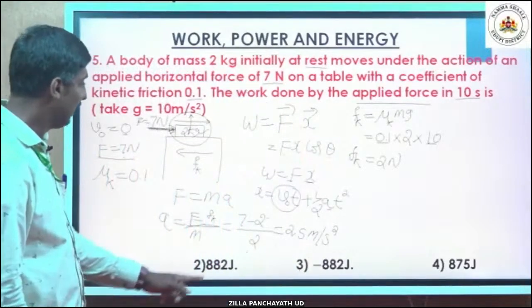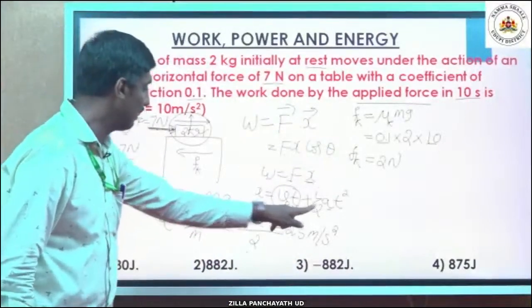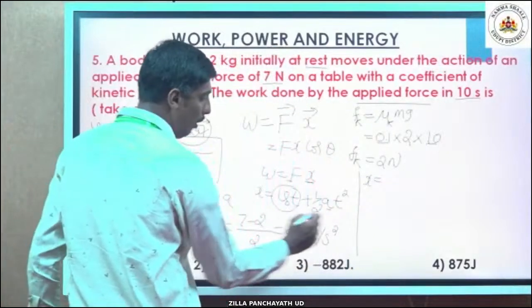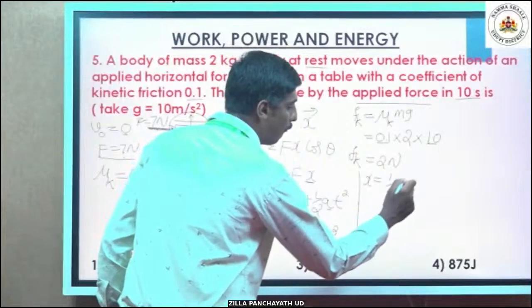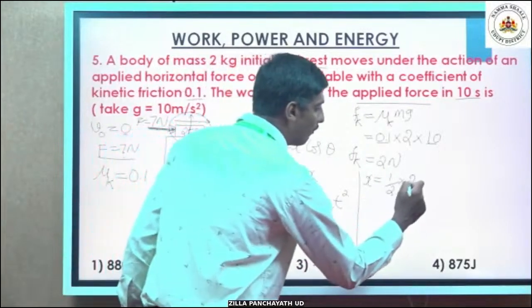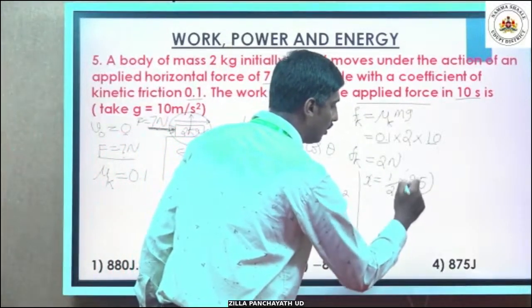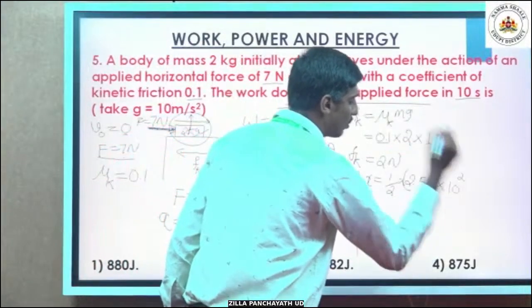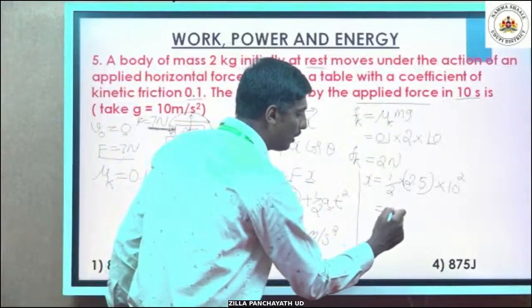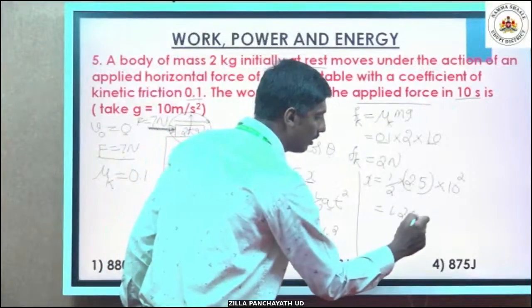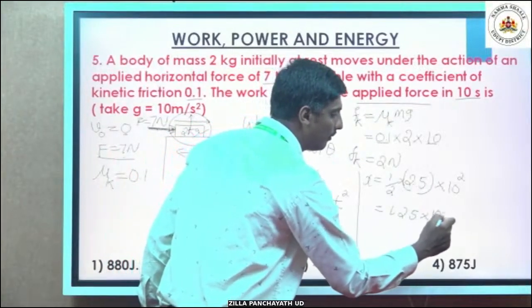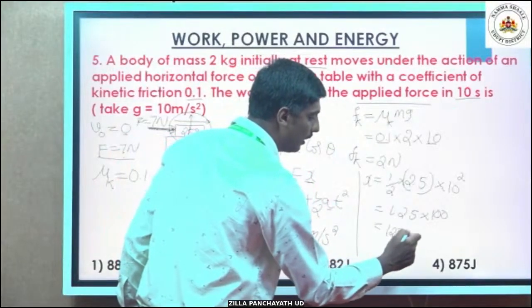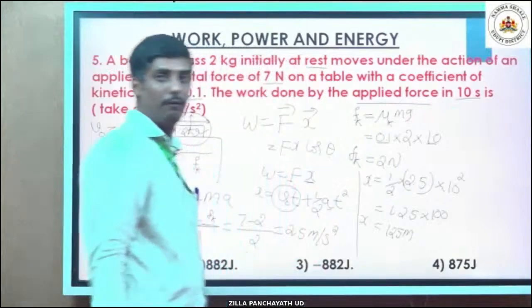Okay, so then let us use this equation to get the displacement. So x is equal to, initial velocity is 0, so I take the direct equation, half into acceleration, which is 2.5, into t square, time is 10 seconds, so 10 square. Now 2.5 by 2 is nothing but 1.25, into 100. So 1.25 into 100 is nothing but 125 meter. So x is 125 meter.